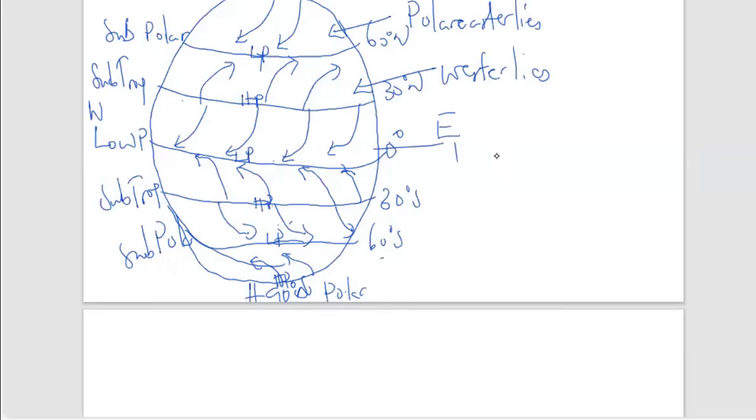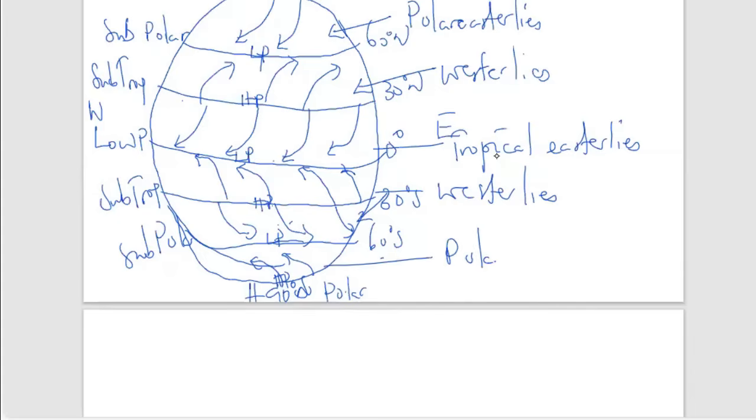It's a belt of tropical easterlies. So the same happens. We have the other belt of westerlies here, at this belt between 30 and 60. Then we have another belt of polar easterlies. So those are our planetary belts.